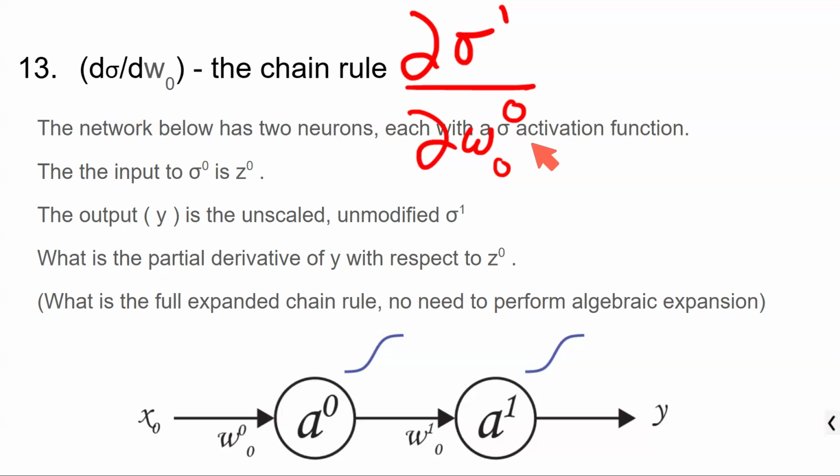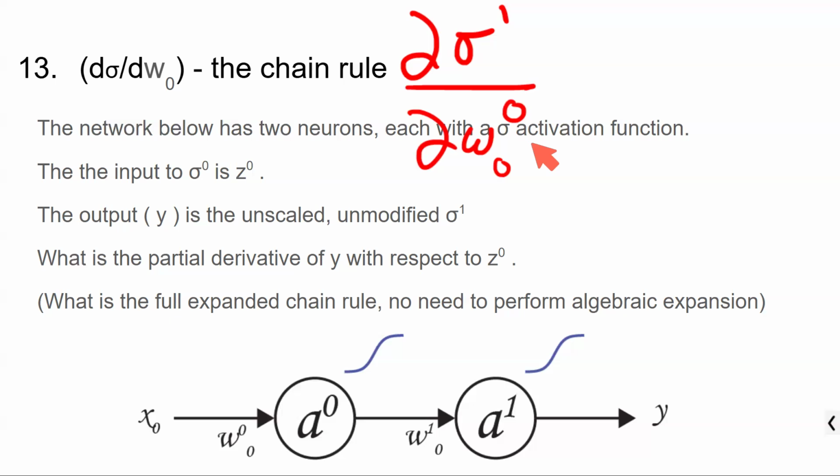Feelings on this? Does anybody have a feeling about this? Tell me what you're feeling. What is this even asking? Somebody give me words. What is this in spoken language? What is d sigma 1 over dw00 actually represent? Yes, go ahead. Rate of change of the sigmoid function in layer 1 with respect to the zero weight.